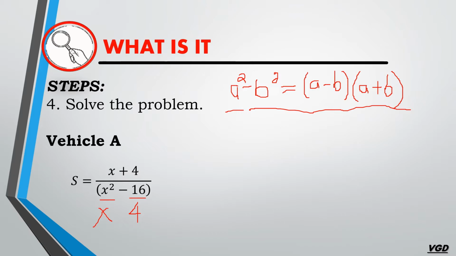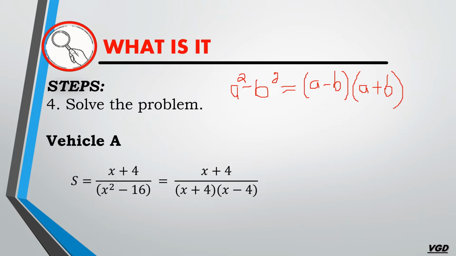Following this formula, we will be able to get the expanded denominator, which is the quantity of x plus 4 times the quantity of x minus 4. On our numerator, we just copy that one, so still x plus 4. So our new expression will be x plus 4 over x plus 4 times the quantity of x minus 4.